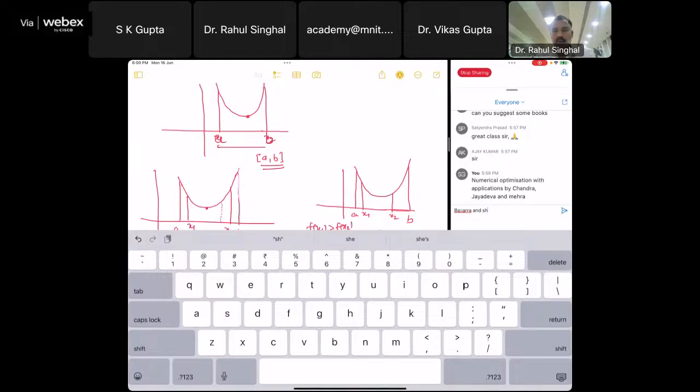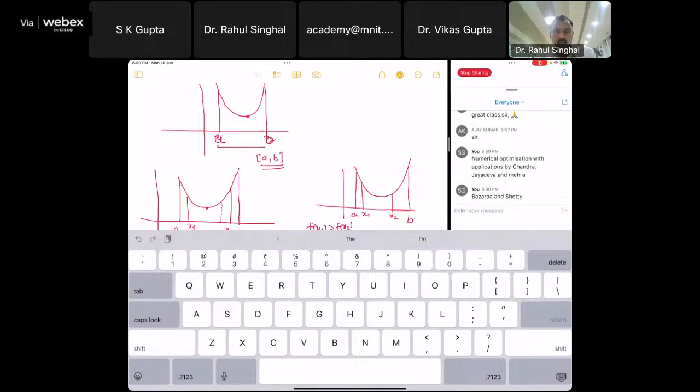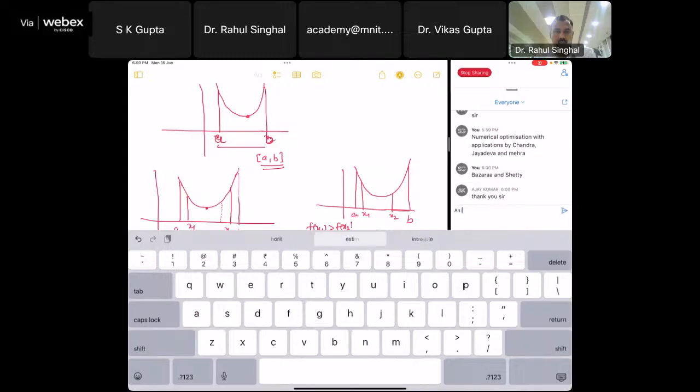Yeah, thank you. I'm sharing another book also. This is Bazaraa and Shetty. Professor, I'm just writing here. Bazaraa and Shetty, these are the authors, and the book title is Fundamentals, Introduction to Optimization, something like this, an introduction to optimization.